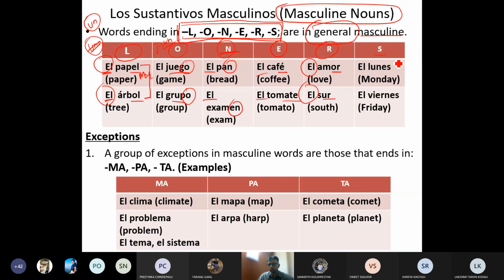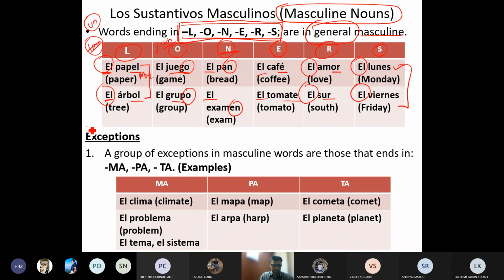Then the last one, the 2 examples given here ending with the letter S, are days of the week. All the days of the week end with the letter S. So in future if you find any other days of the week, they will all be masculine. And we are using el with both of them.